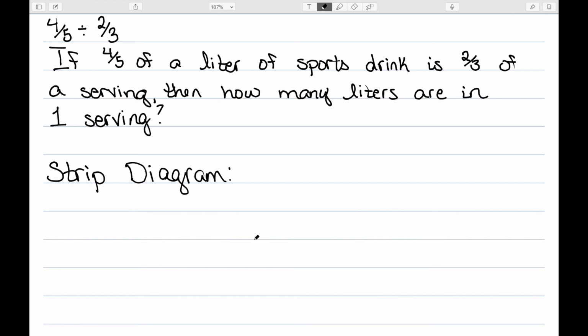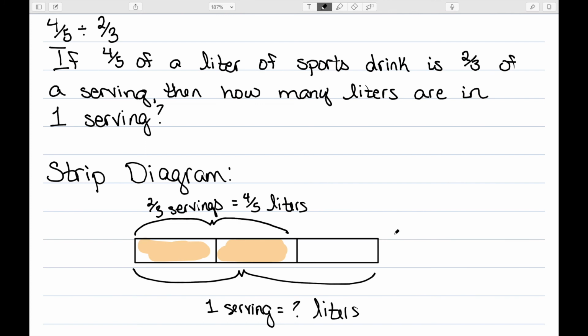Next, let's look at a strip diagram. Here I have my strip diagram. For this problem, I know how much is in 2/3 of a serving, so I went ahead and broke my full unit into 3 groups, and we know that 2 of these groups represents 4/5 liters. So I want to know how many total would be in the full strip, the entire 1 serving.